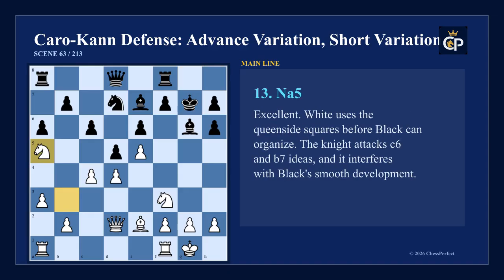Knight a5. Excellent. White uses the queenside squares before black can organize. The knight attacks c6 and b7 ideas, and it interferes with black's smooth development.